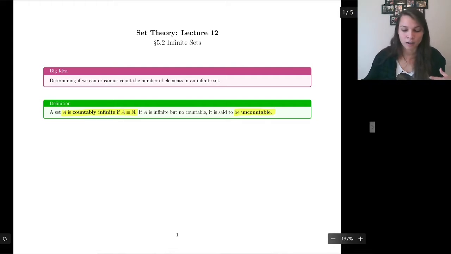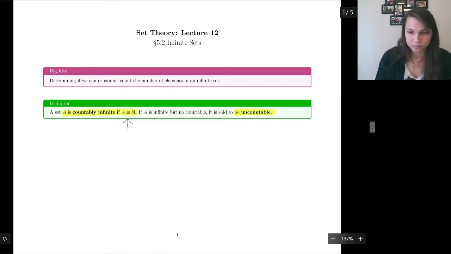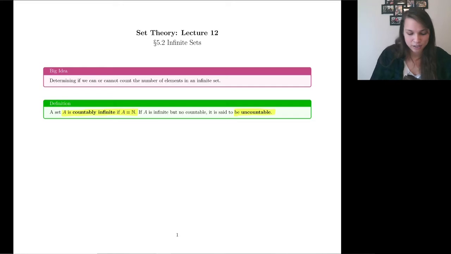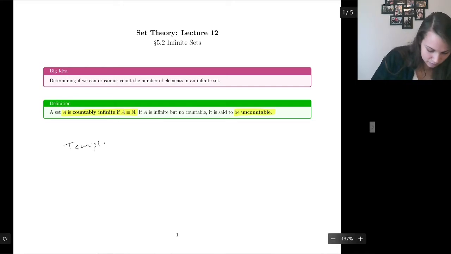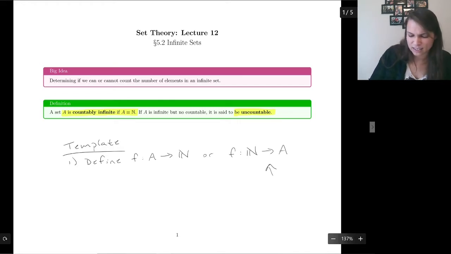So the way our countability proofs are going to proceed is going to be fairly formulaic, because we need to be able to get this equivalence with the natural numbers. How do we prove that two sets are equivalent? With a bijection. So here's our template. Step 1, we need to define a function. We can do it either from A to the natural numbers or from the natural numbers to A. Really, it depends on the problem which one's going to be easier. I feel like this one's usually easier.